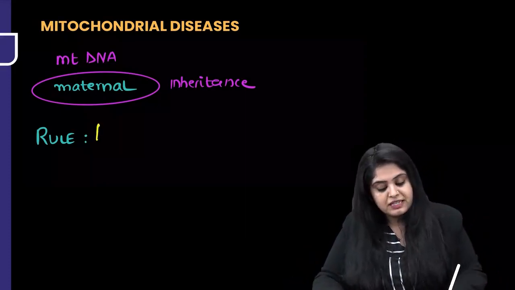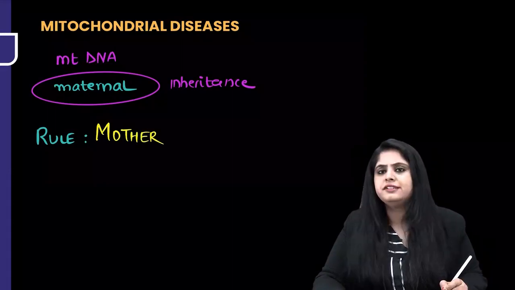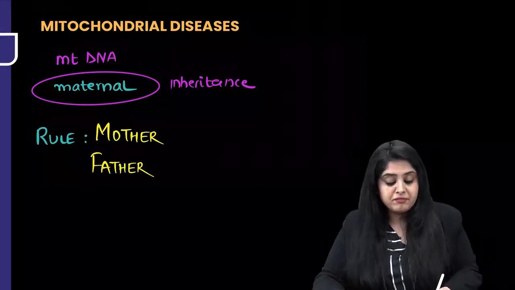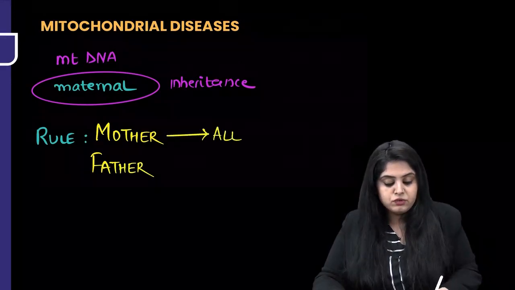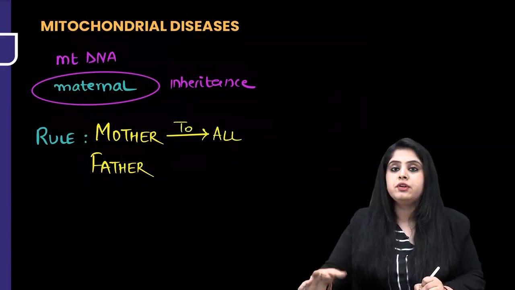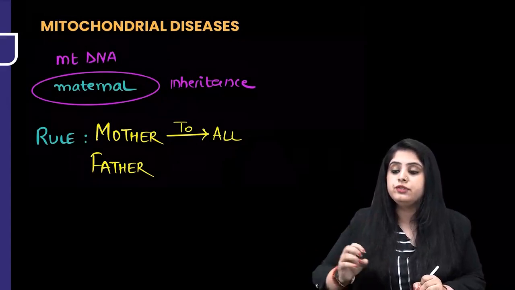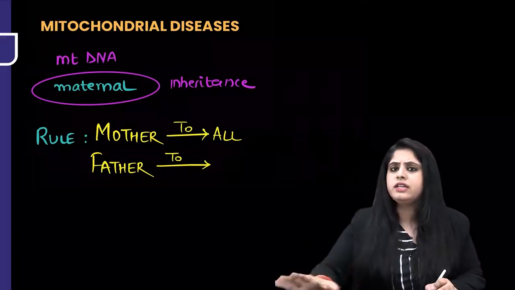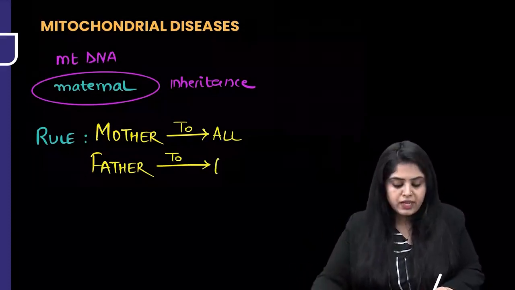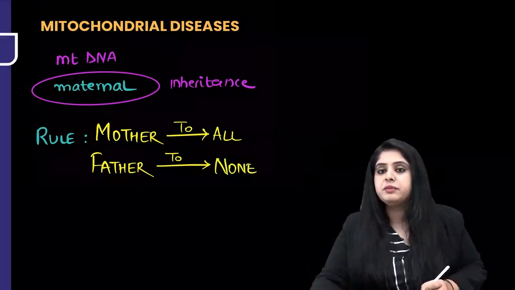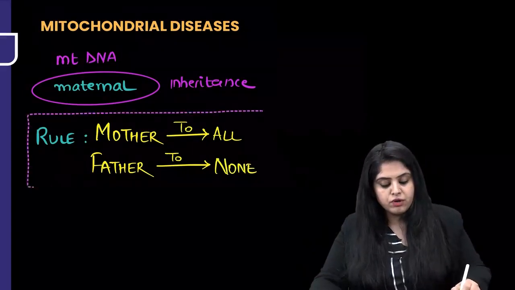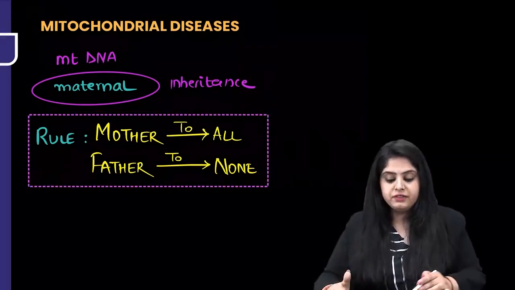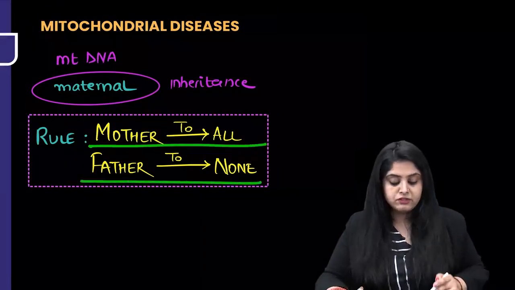So imagine if the mother has a mitochondrial DNA disease versus if a father has a disease in the mitochondrial DNA. You will say, ma'am, if mother has a disease, mother will give the disease to all her children. Whether it is a boy or a girl, mother gives mitochondrial DNA to all her children, so the disease will also go to all the children. Father does not give the mitochondrial DNA to any child. So father's disease will not go to any child. So is the rule right in front of me? Can I say the rule of mitochondrial diseases is mother to all, father to none. Mother will give the disease to all the children. Father will give the disease to none of the children.